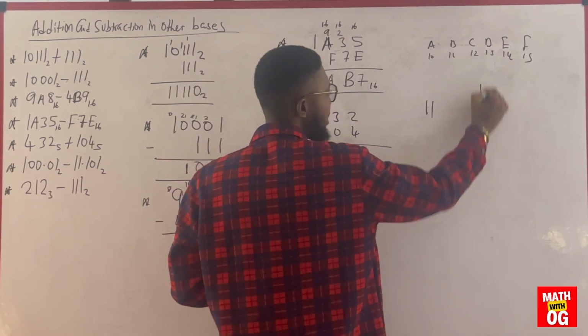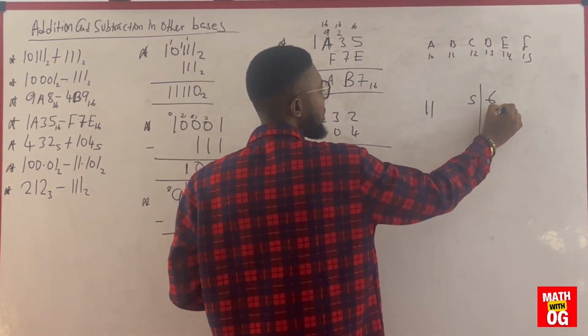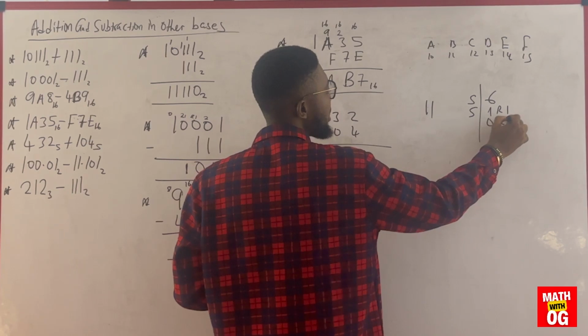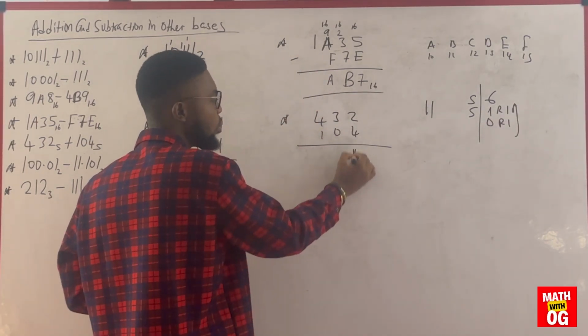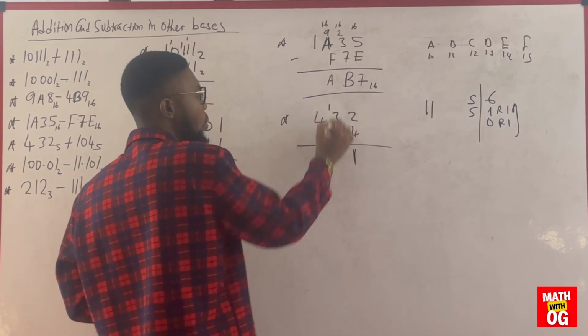So you can check by yourself. 5 into 6 is 1, remainder 1. 5 into 1 is 0, remainder 1. So it is 1, 1. So we are working in base 5. So this should be 1. Put down 1, carry 1.